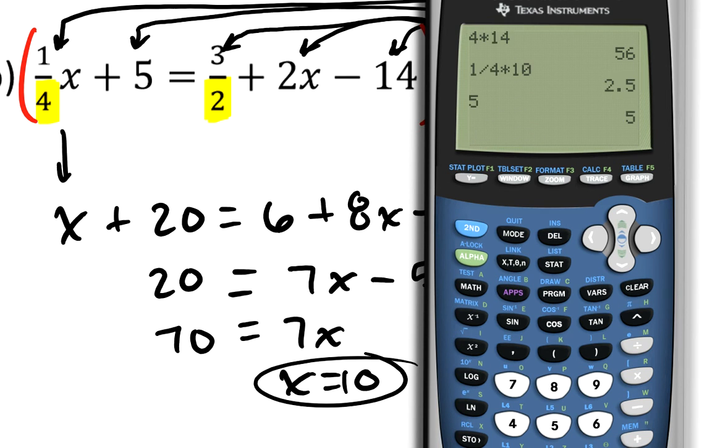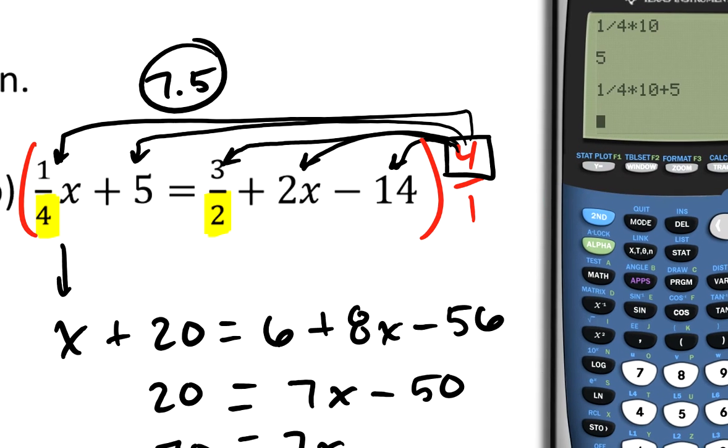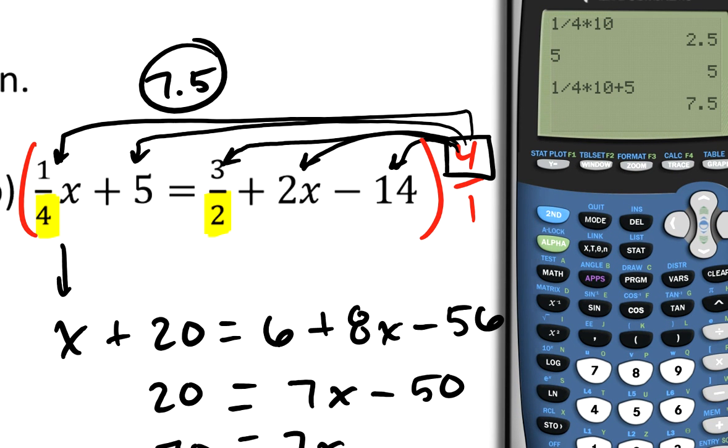Whoops. I'm going to do that again. 1 divided by 4 times the number 10, and then plus the number 5. And I get 7.5 out of that. 1/4 of 10 plus 5 is 7.5. So on one side of this, I arrived at 7.5, and I'm going to check and see if it makes the other side 7.5 also.